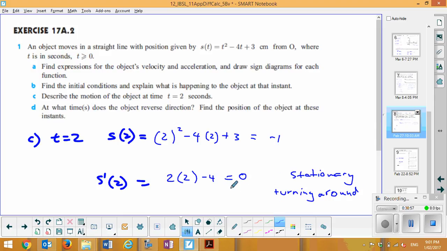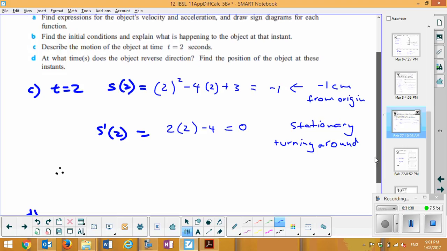It's hit a minimum, because we've got a positive value for the t squared. So it's hit a minimum, turning around, any of that sort of terminology. And where it turns around is its location. So this is minus 1 centimeters from the origin. So that's what's happening at time 2 seconds.